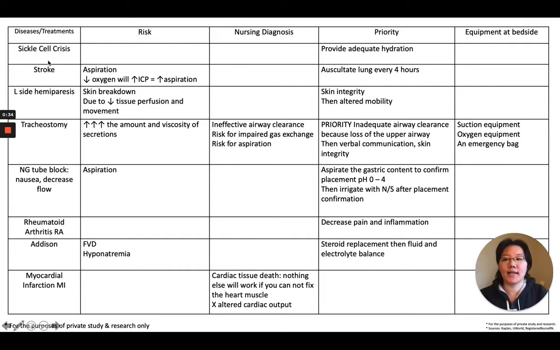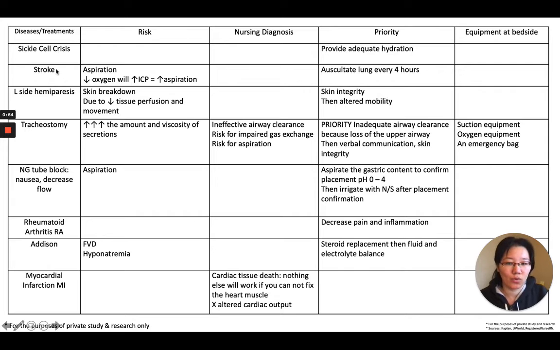Okay, let's start. The far left column I used for disease or treatments. Then there are the risk column, nursing diagnosis, priority, and equipment at bedside, because those are the types of questions that NCLEX likes to ask.